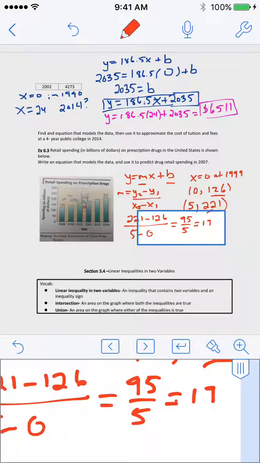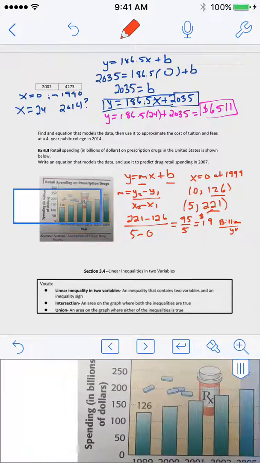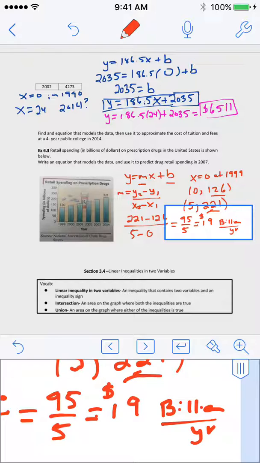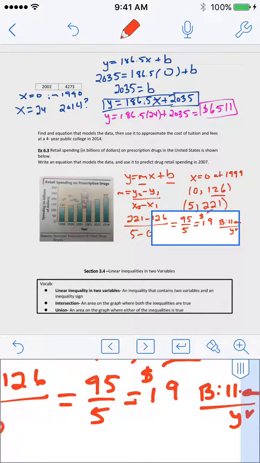So what does this number 19 mean? That means $19 billion per year. We have to be very careful about that. Notice this is spending in billions. So this is $19 billion per year. That sounds about right when you're dealing with the entire United States. $19 per year does not sound right. I wish it was going up $19. It's not even a cent for each of us, but 19 billion sounds a little more accurate.